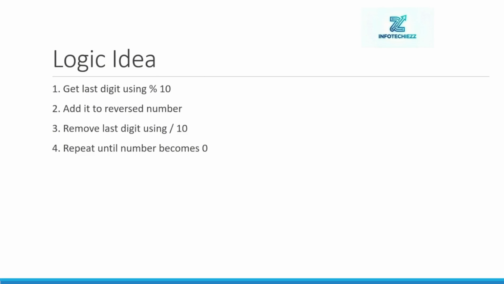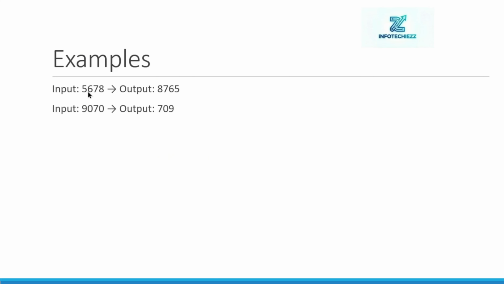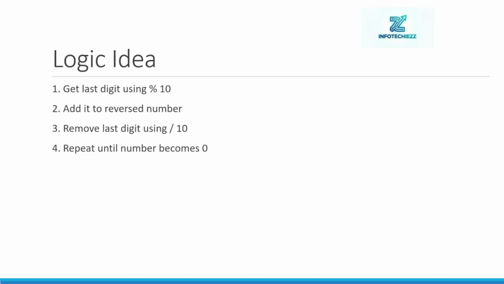To extract the digit, we have to use the modulo operator to get the last digit and add it to the reverse number. After that, we have to remove the last digit using the division operator, and we repeat until the number becomes 0. For example, we have 5, 6, 7, 8. If I use the modulo operator, I get 8. If I use the division operator, I get 5, 6, 7. When the number becomes 0, we stop the loop. For this, we are going to use a while loop.